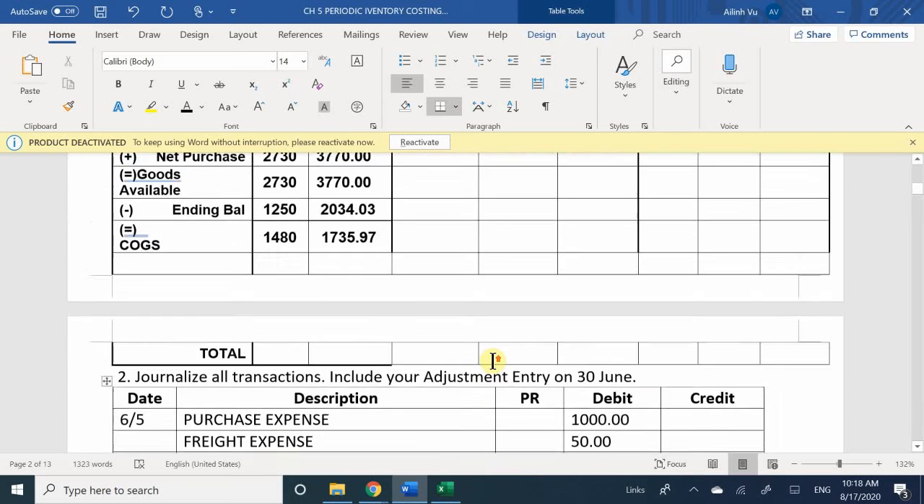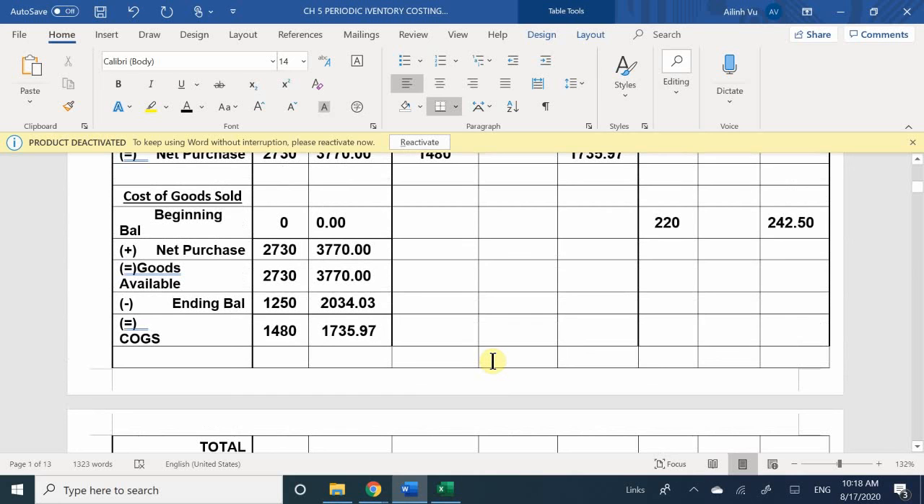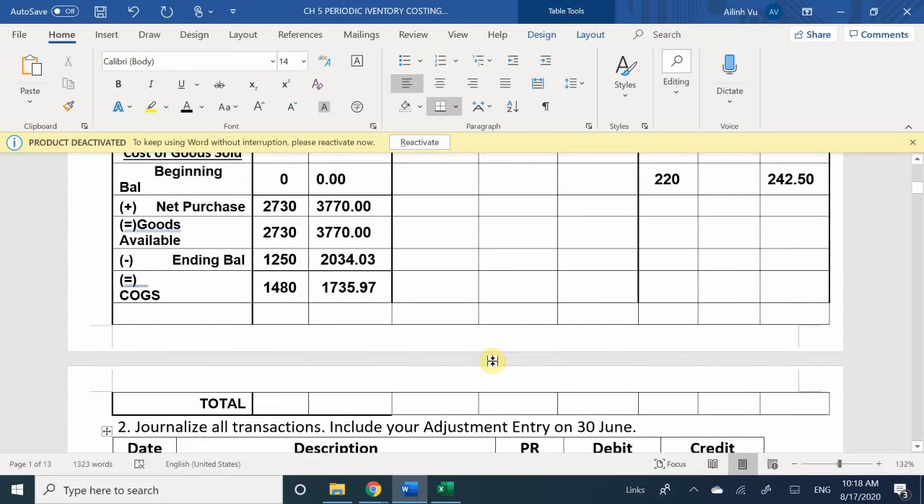So what's my total ending inventory? Actually, what is my total toys that I'm converting into inventory? 1250? 1250 is the quantity. So if it is cost of goods sold, would that be the 1480? That is the quantity. So the 2034.03 would be the toys, right? Correct.